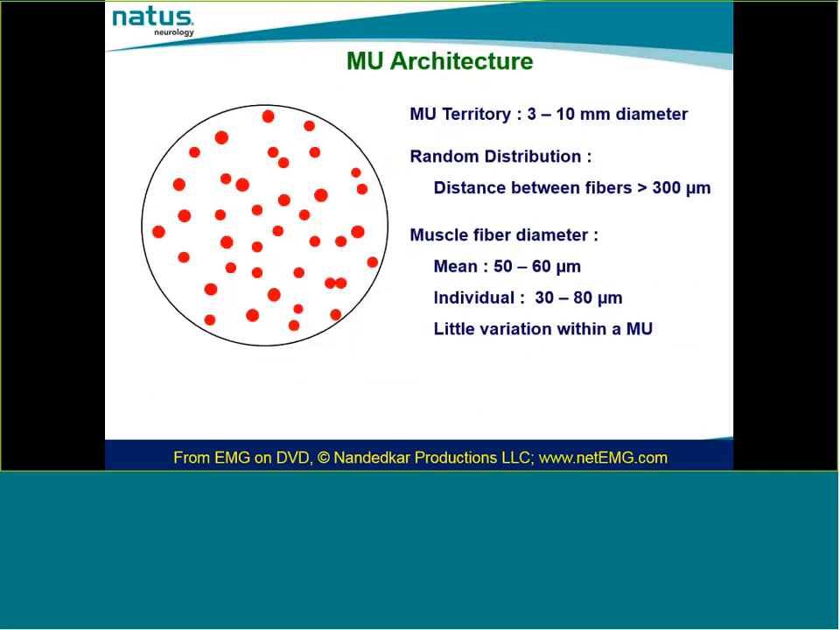Let's look at what a motor unit looks like. The muscle fibers that are innervated by one motor neuron are distributed randomly within a roughly circular territory of 3 to 10 millimeter diameter. There is considerable distance between fibers, often more than 300 micrometers. The muscle fiber diameter is relatively uniform, though there is some variation. So this is the architecture, or the cross-section, of a normal motor unit.